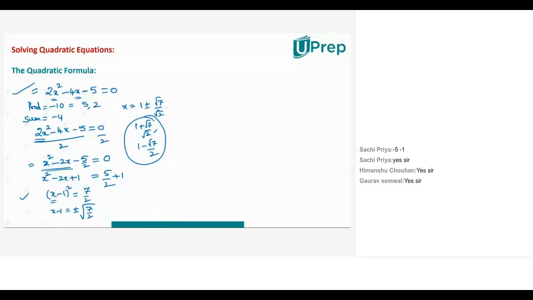Did I get two values of x now? Because these factors are irrational, we are unable to identify the two numbers whose product is minus 10 and sum is minus 4. But by completing the perfect square method, that is, by the quadratic formula, I am able to get the value.